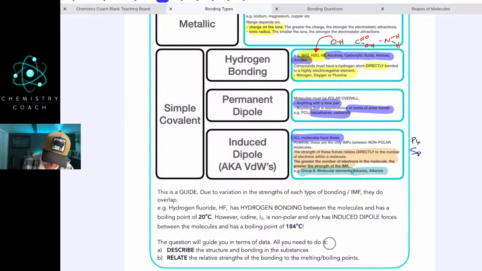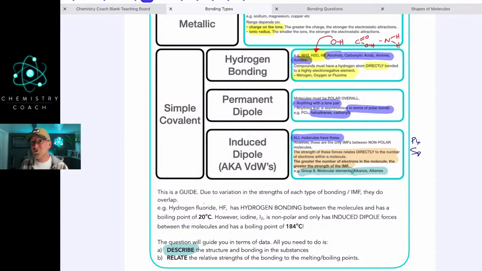But what you need to do to answer these questions is, A, describe the structure and bonding in the substances. Half of the marks that you get, because it will always say, explain why this melting point and boiling point are different, and everybody just jumps into an explanation. No, not everybody, but many are missing marks. You just say, well, that's carbon dioxide and that's non-polar, so it's only got induced dipole forces. And that's magnesium. It's got metallic bonding, really strong electrostatic attractions between the ions and the delocalized electrons. Just describing it is half the marks.